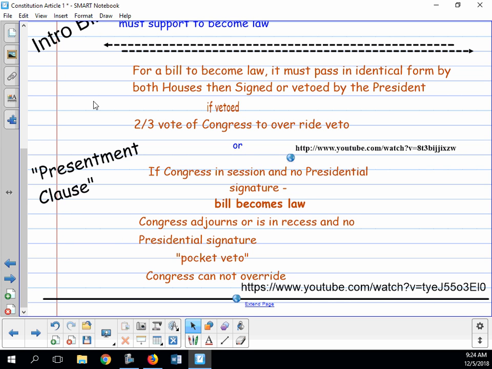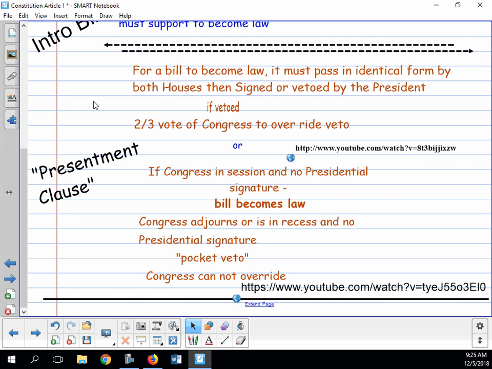Okay, if he signs, then it's a law. Done. If he vetoes, there are some options here. The Congress can come back if they feel strongly enough about this law, and they have to then override his veto by two-thirds vote of Congress. In other words, all of Congress, at least two-thirds, has to agree to override. It's pretty tough to do. It doesn't happen very often, but on occasion it does.